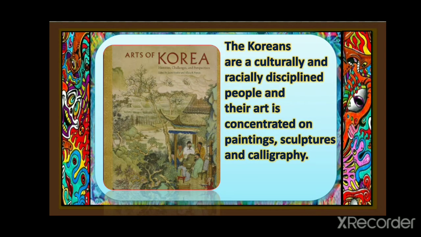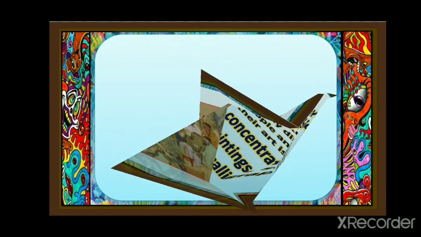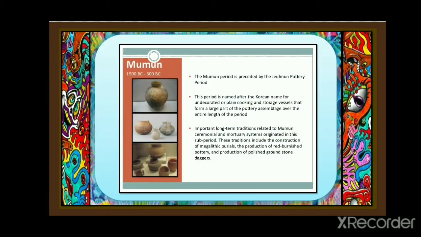Next is the arts of Korea. The Koreans are culturally and racially disciplined people, and their art is concentrated on paintings, sculptures, and calligraphy. Early Koreans made undecorated earthenware called mumon. And what is a mumon? They also built great stone slabs called dolmen, which are found throughout Korea.